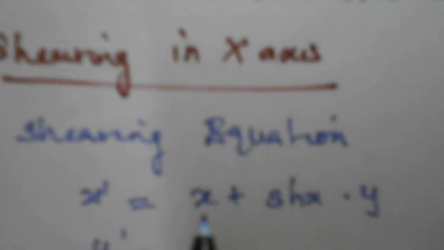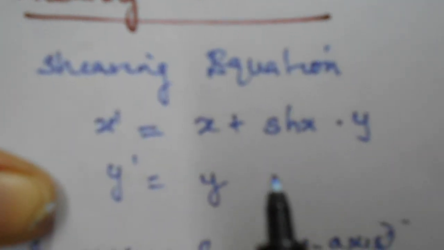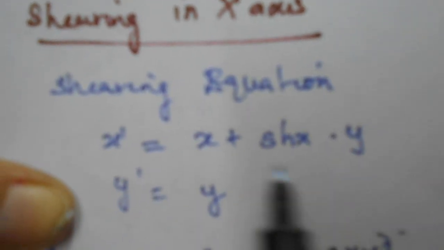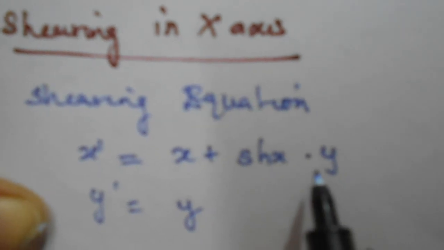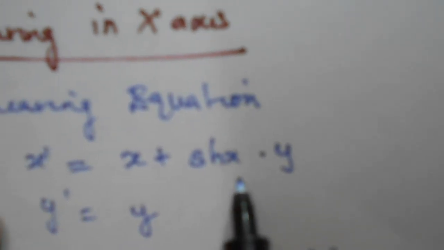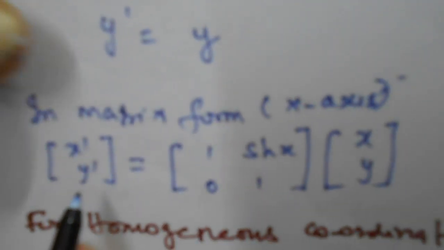So for the shearing equation based on the x-axis, there may be changes in the x direction only. So we just retain y as it is, then we make the shearing changes in the x direction. x' is equal to x plus shx times y, where shx is the shearing parameter with respect to x. y' is equal to y.